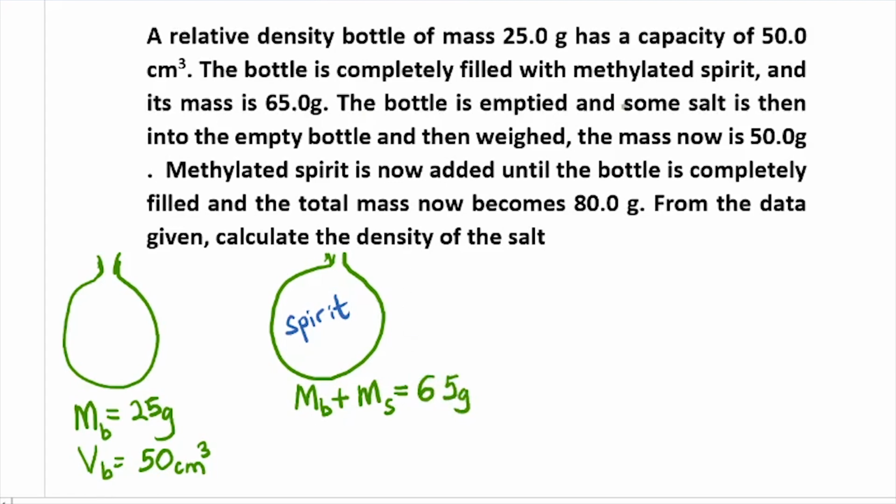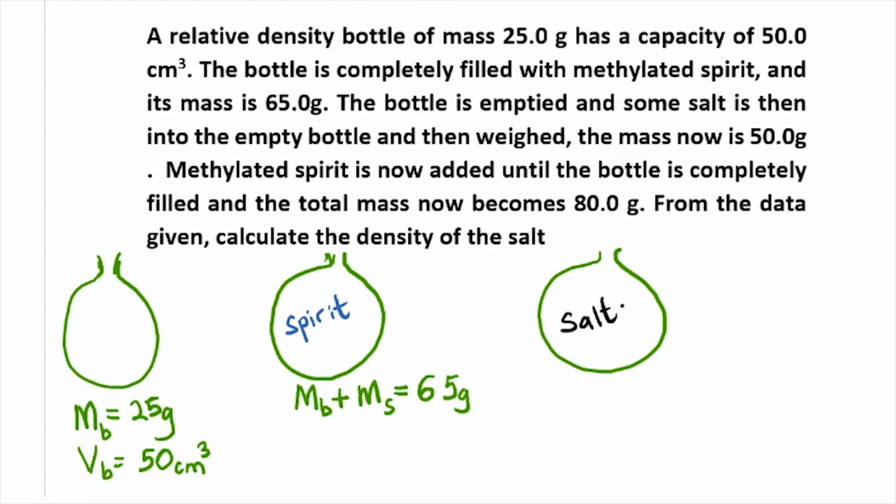Then they are saying that the bottle is emptied and some salt is then put into the empty bottle and then weighed. The mass is now 50 grams. So when I get this bottle and put salt here, and I weigh it, the mass now is 50 grams. So this simply means that the mass of the bottle plus the mass of the salt, let me put spirit as SP so as not to confuse ourselves, is giving us 50 grams.